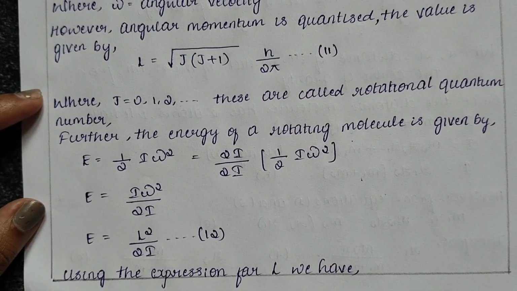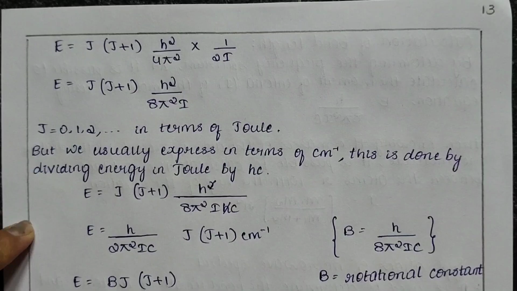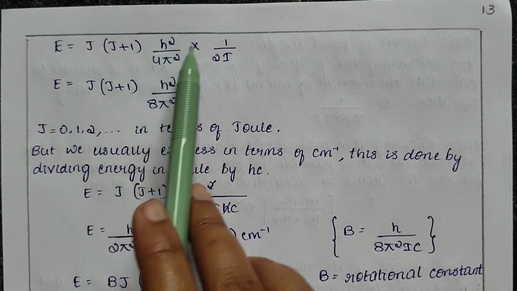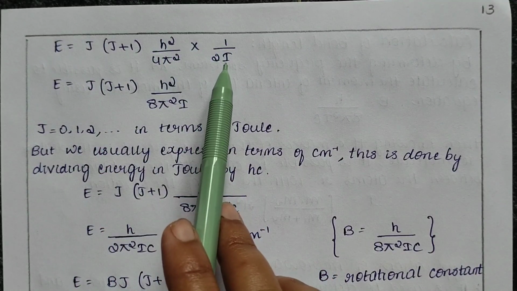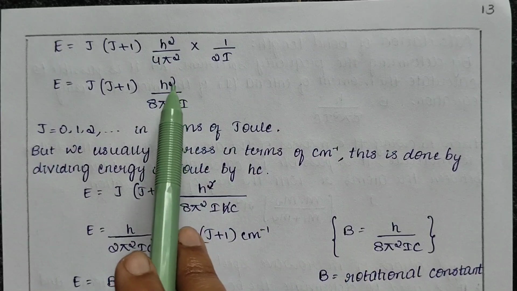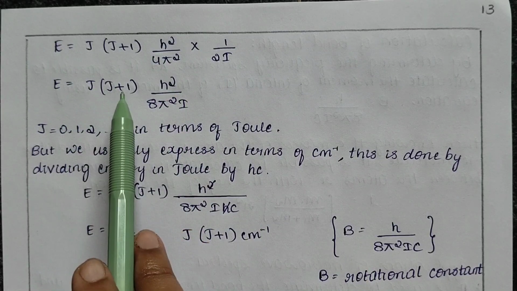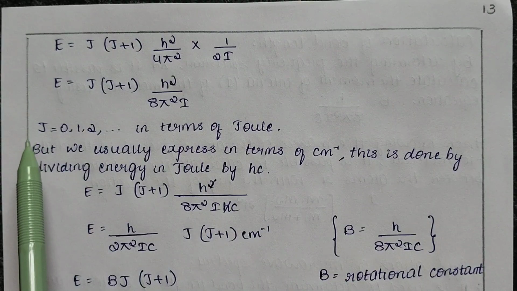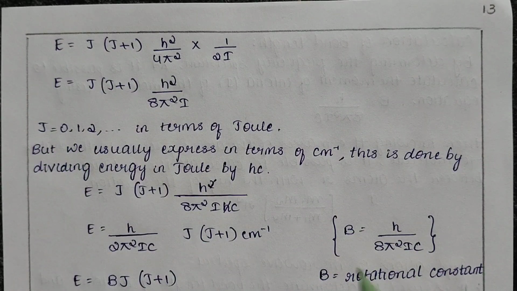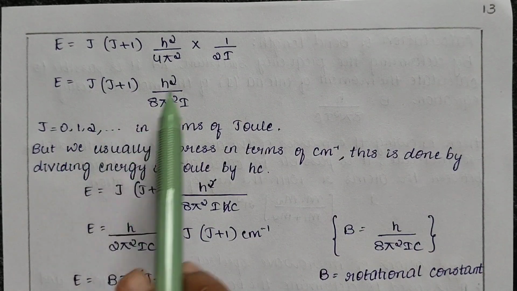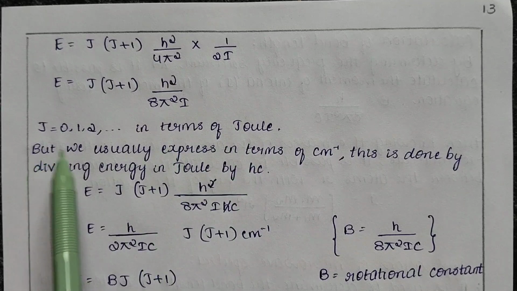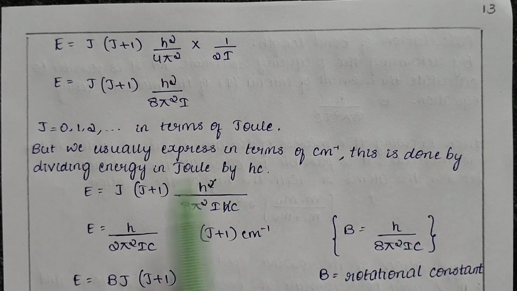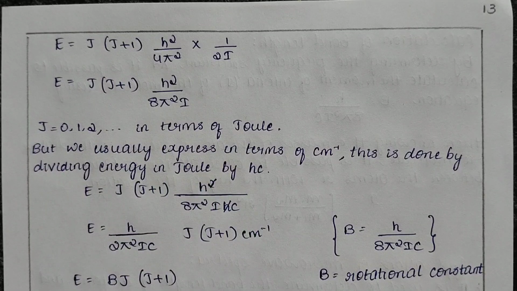And using the expression for L, we have E, which is equal to j of j plus 1 h square by 4 pi square multiplied by 1 by 2I. And upon simplifying this, we'll get E is equal to j of j plus 1 h square by 8 pi square I. And here we know that j can be 0, 1, 2, which continues, which is expressed in terms of joule. But we usually express in terms of centimeter inverse. This is done by dividing the energy in joule by hc.